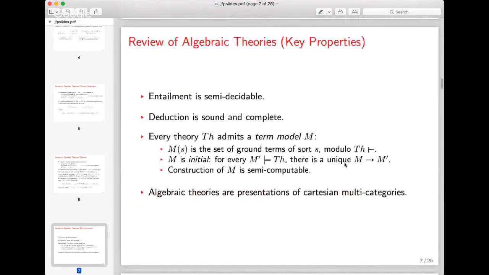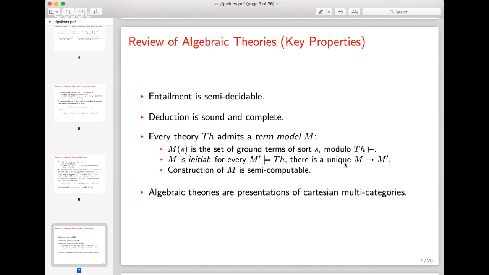So obviously that's not a complete introduction to algebraic theories, so let me just mention the key properties, why we use these things for functorial data migration. So key property number 1 is that entailment is semi-decidable. That means if two terms are equal in a theory, then we can eventually figure that out. Entailment isn't outright decidable, which means that the process of figuring that out might run forever. We can't stop it. We can't decide yes or no if two terms are equal, but given enough time, we can always figure out if they are equal.